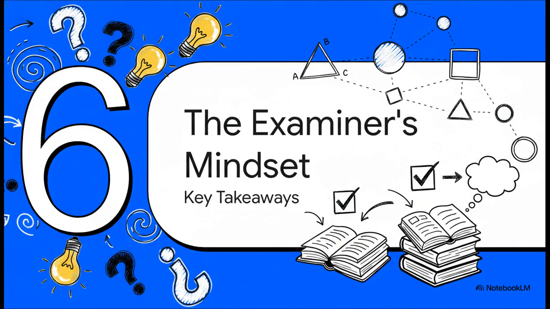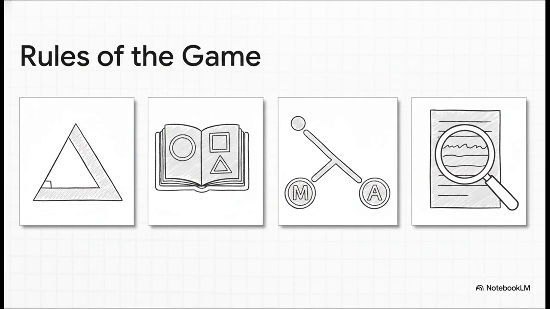So, after all that, what have we really learned? Let's talk about the examiner's mindset and the key takeaways you can use in your exam. Okay, so what are the rules of the game here? First, always distinguish between slanted heights and perpendicular heights. Second, you've got to know your terminology, what a plan is, what an elevation is. Third, understand how the marks are given out. The difference between a method mark and an accuracy mark. And finally, read the question really carefully to see what it's truly asking for. It's these little things that make all the difference.